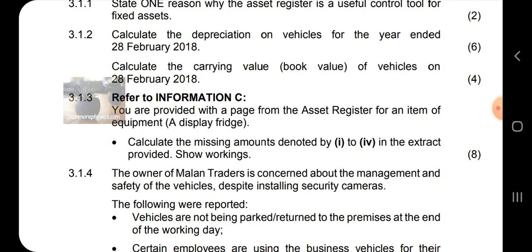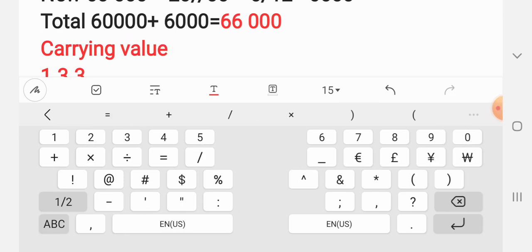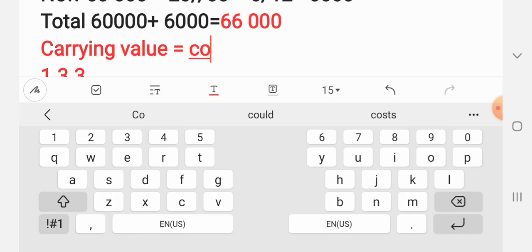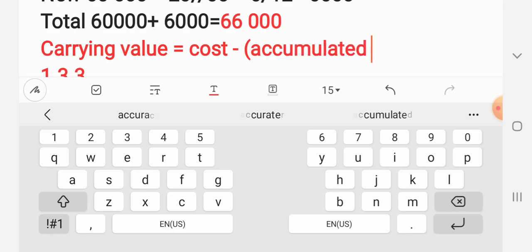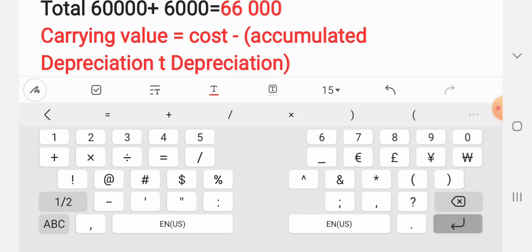Book value is the carrying value. So carrying value is calculated by saying cost minus accumulated depreciation plus depreciation. Carrying value equals cost of the fixed asset. Then we will subtract accumulated depreciation plus depreciation for the year. So accumulated depreciation is previous year's depreciation.